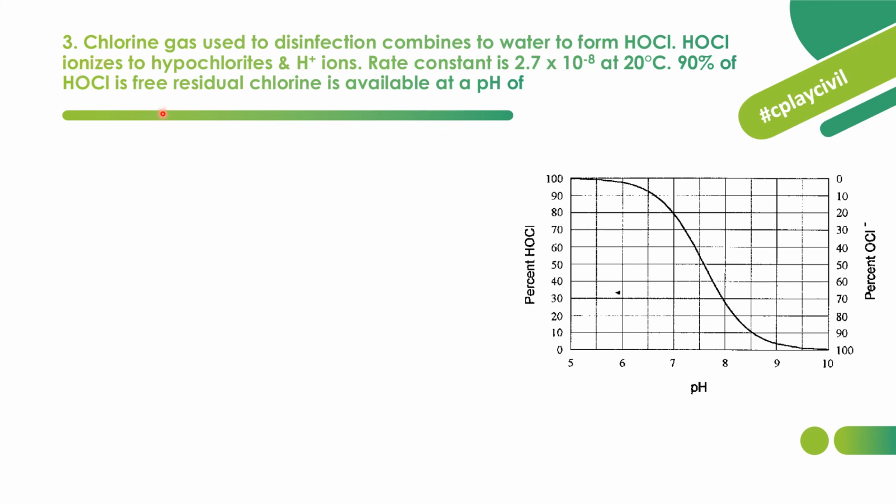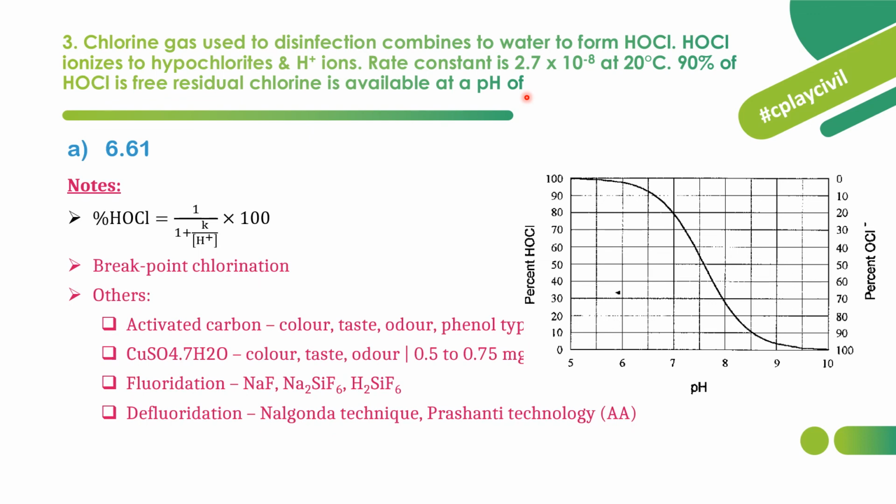And 90% of HOCl is free residual chlorine that is available at a pH of... At which pH will 90% of HOCl be freely available as a residual? So that we have to calculate. So the pH value is asked. Here we have to follow one simple equilibrium reaction product equation, but use the rate constant value that is given, 2.7 into 10 power minus 8. Here the correct option is option A, 6.61.